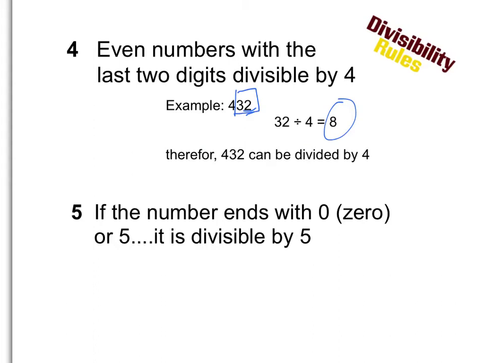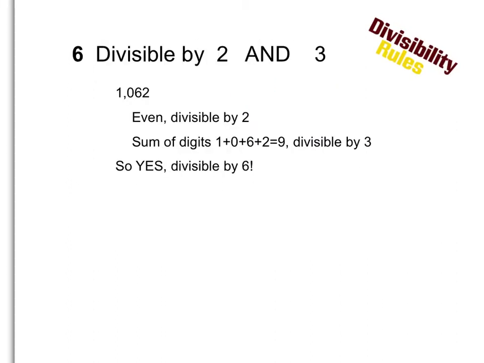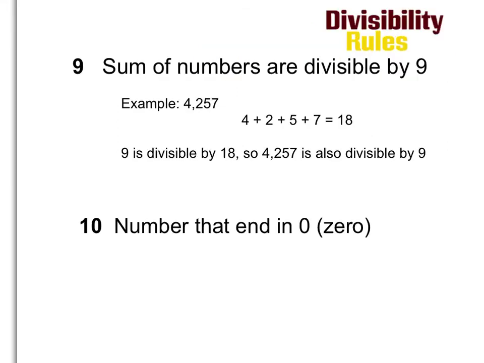5 is easy. If the number ends with a 0 or 5, we can divide by 5. 6 is kind of a trick as well. If both of the rules for 2 and 3 both work, then it's divisible by 6. 9 is the same exact trick that you had for number 3. The only difference is you have to see if the answer can divide by 9. So you're going to add up all the digits. If your answer can divide by 9, then you know that your number can be divided by 9. And the last one, if a number ends with a 0, then we know it can be divided by 10.